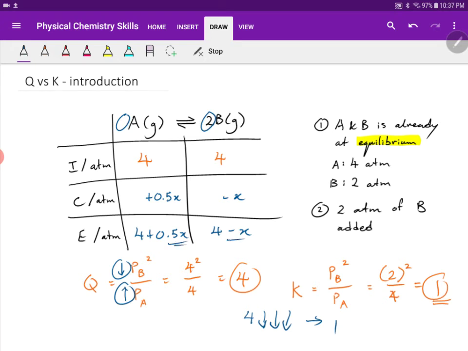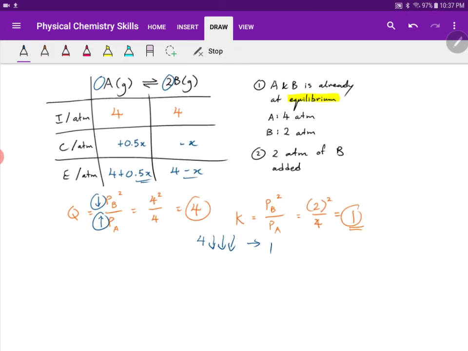So basically what we want to do is to substitute everything in, right? Because at equilibrium it will reach the value of K again, so we will have 4 minus x squared over 4 plus 0.5x, and this will give us the value of 1. And what we can do after which is to solve it, and we will know the partial pressure of each individual gas at equilibrium, and to find out the total pressure, we can just add them together.